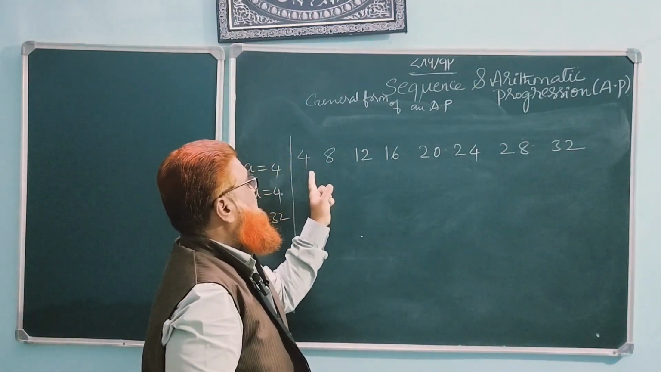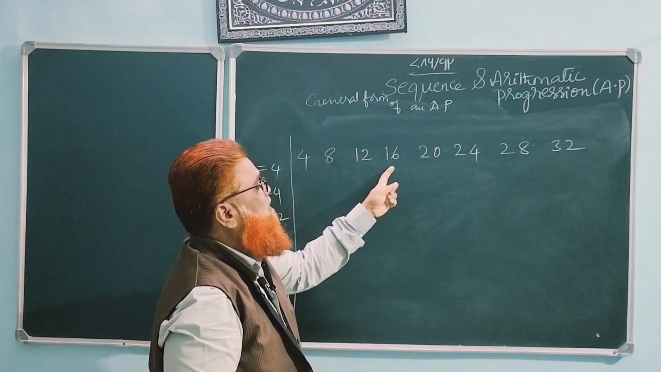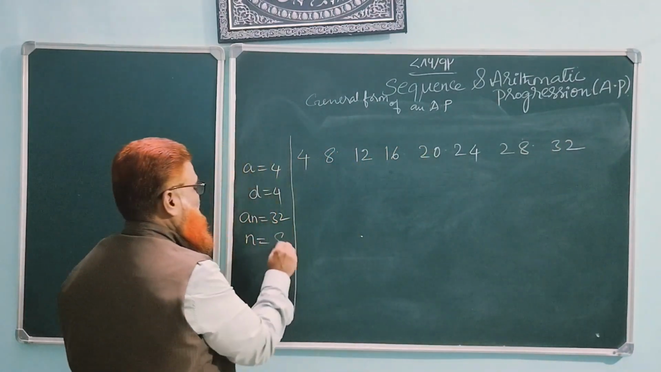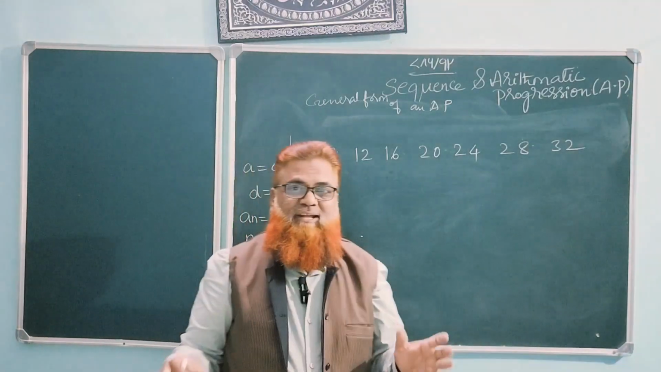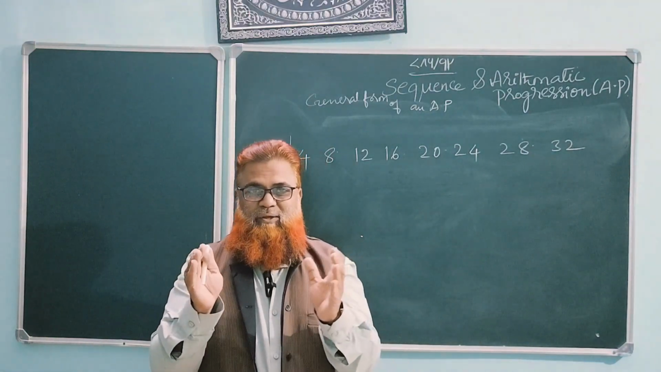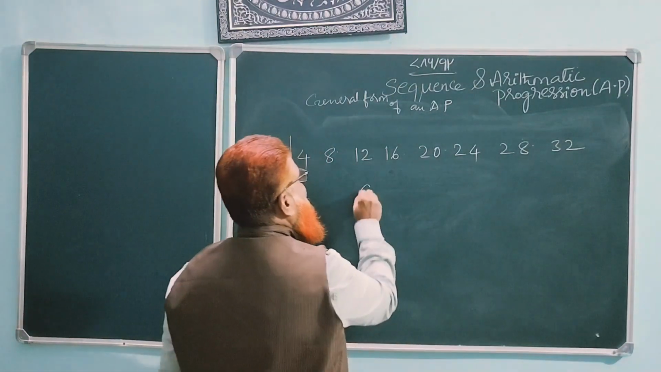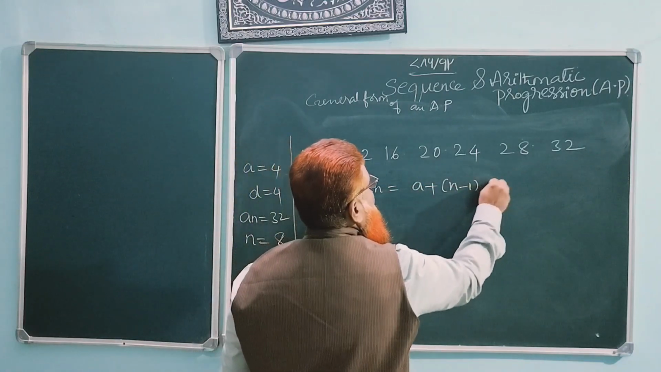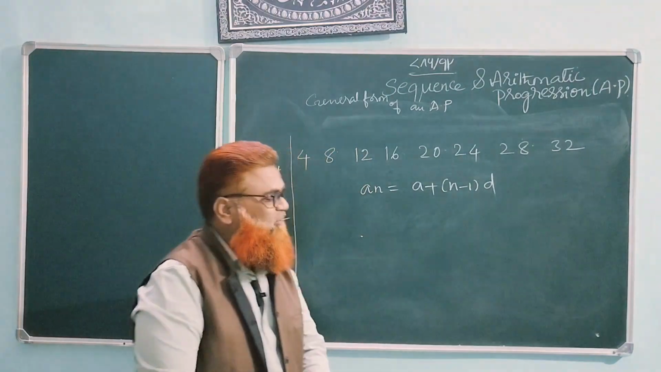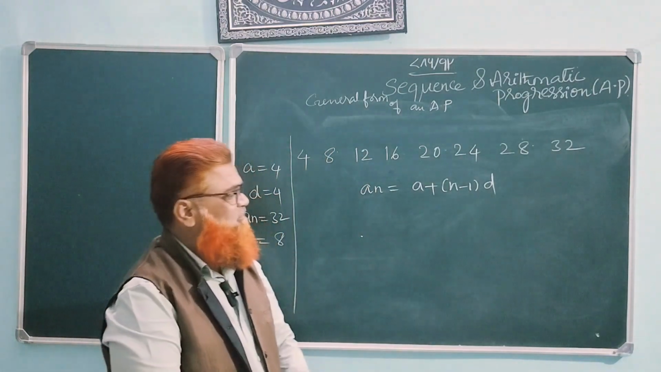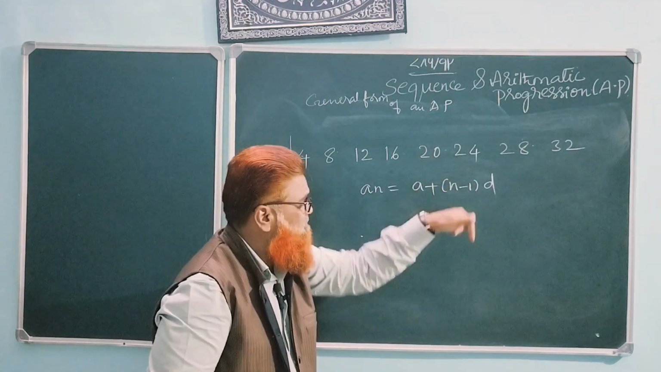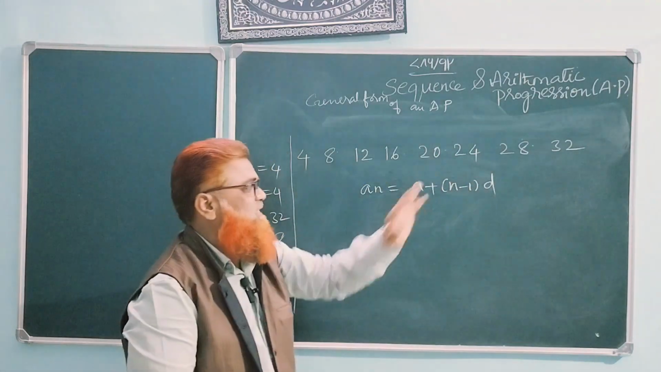How many terms are there? 1, 2, 3, 4, 5, 6, 7, 8. Okay, n is equal to 8. Look here. So I will say what exactly an represents. An is equal to a plus n minus 1 into d. How are we going to explain? An is the last term. Okay. A is the first term. Okay. N is the number of terms of an AP, and d is the difference.